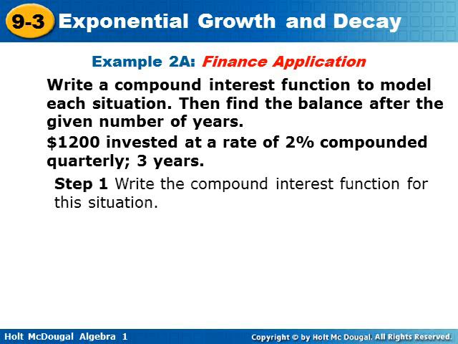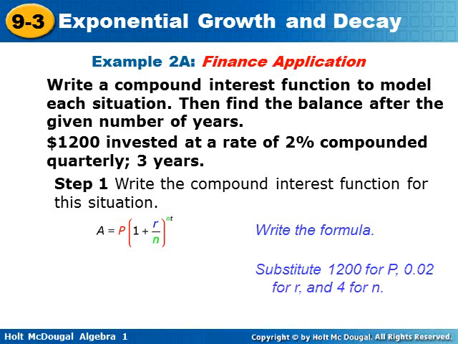So step 1, you're going to write the compound interest function for the situation. The formula is A equals P times (1 plus r divided by n) raised to the power of n times t.